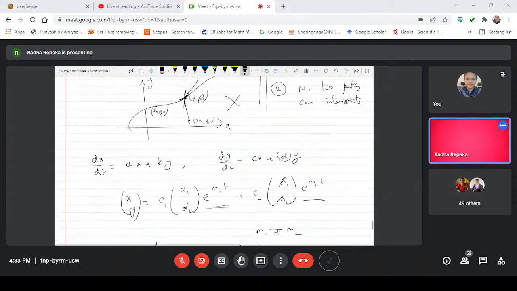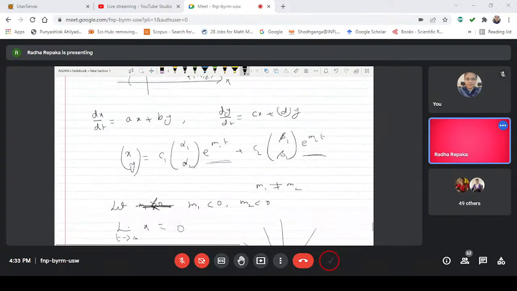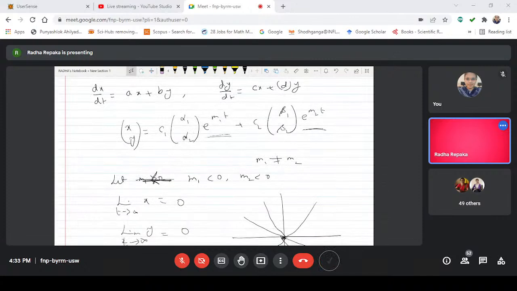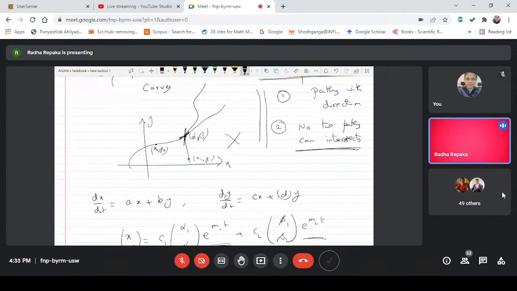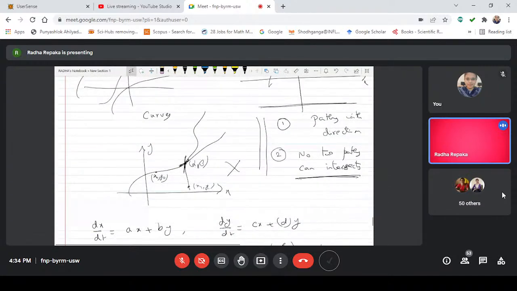But just now I said that no two paths can intersect. I take one set of values c1, c2, calculate the curve, draw the curve, and see that as t tends to infinity, it is approaching (0, 0). Take some other c1 and c2, and again as t tends to infinity it approaches (0, 0). So for all c1 and c2, the limit of x as t tends to infinity is 0, and the limit of y as t tends to infinity is 0. Then am I contradicting myself on point 2, that no two paths can intersect? No, this is not a contradiction to that statement.